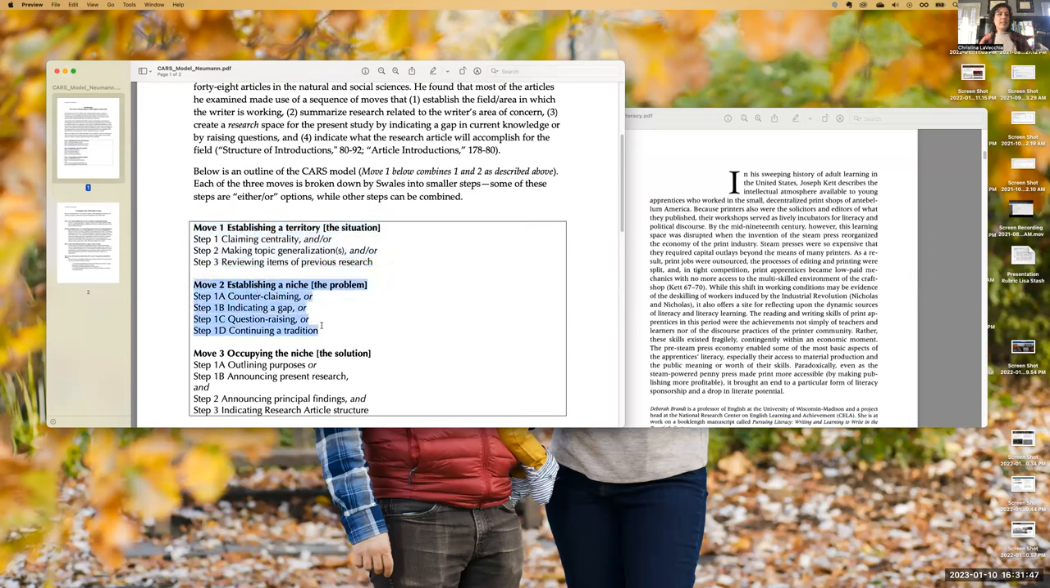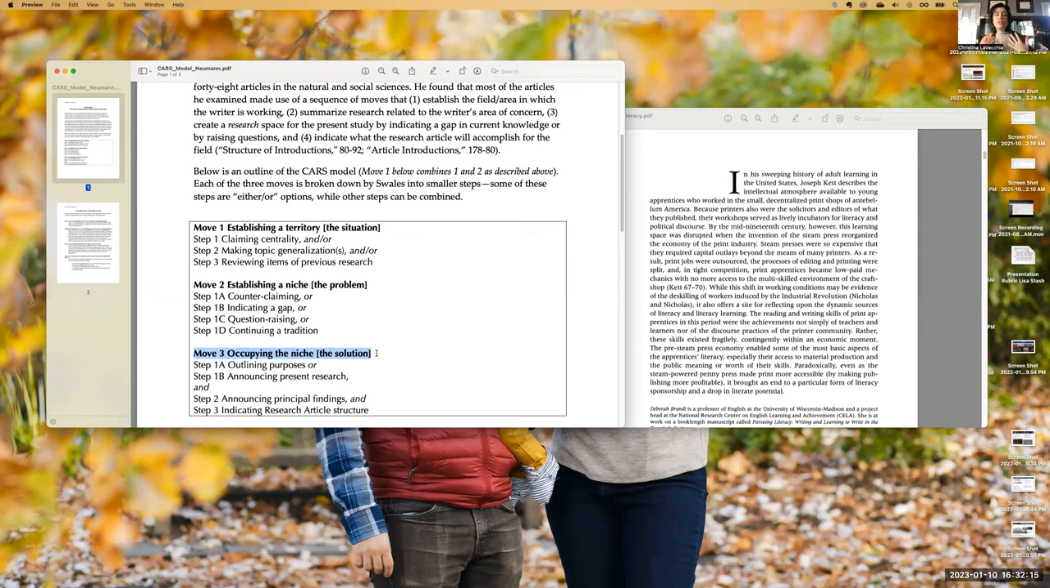Then the next thing that these introductions do is they say, here's what the problem is. So usually that means here's something that was overlooked, or here's a question I have. Something that's overlooked is what he means by indicating a gap. Making a counterclaim means arguing against something that's been said. And then finally, the writer usually occupies that niche.